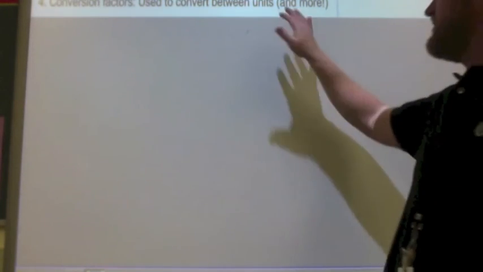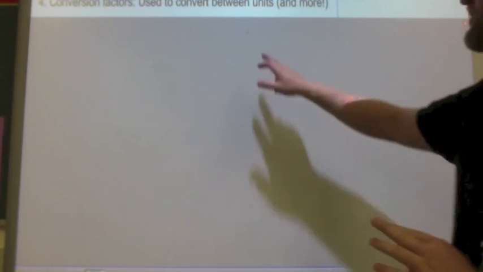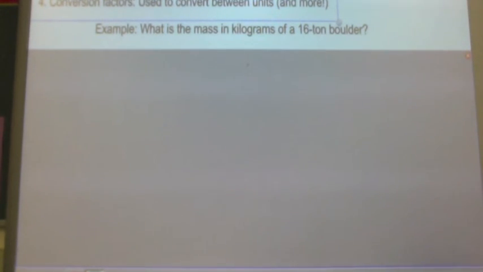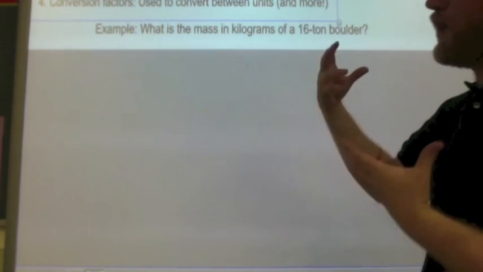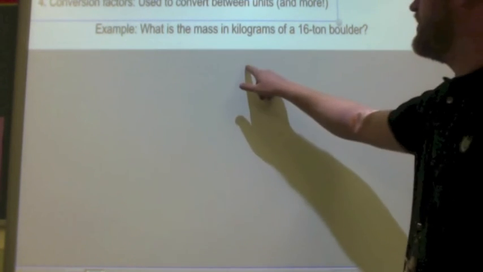Next, we are on to conversion factors. Conversion factors are used to convert between units. And I said and more because throughout the year we're going to use it for more than just unit to unit. Okay, let's work through an example to go through the rules of this. What is the mass in kilograms of a 16-ton boulder? And 16 tons is a weight, which is not the same thing as mass, but on the surface of Earth, we do have a conversion for it.